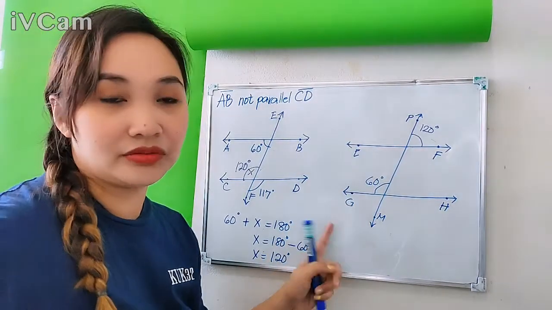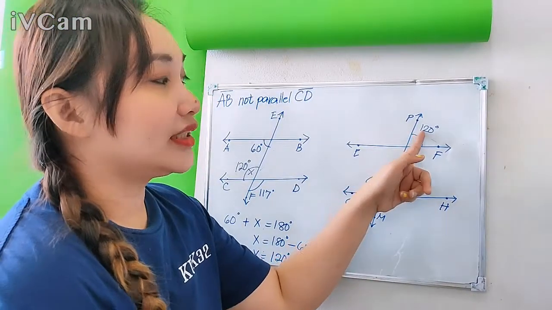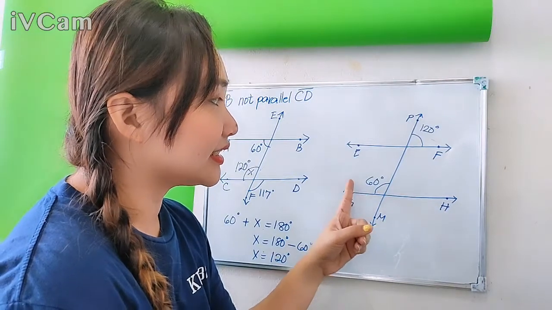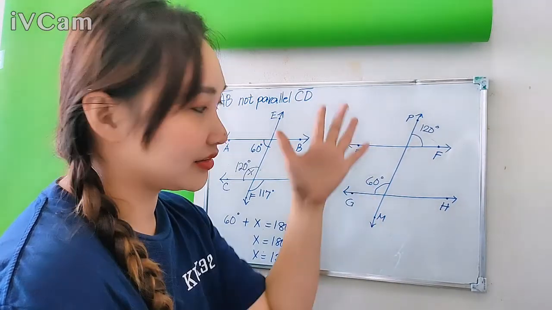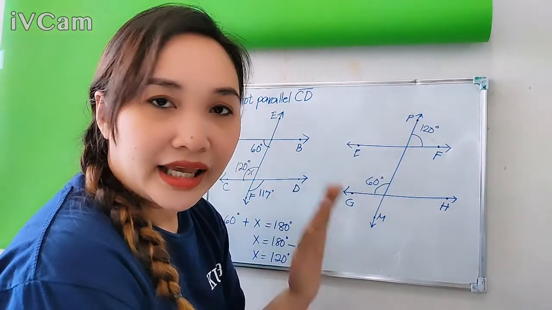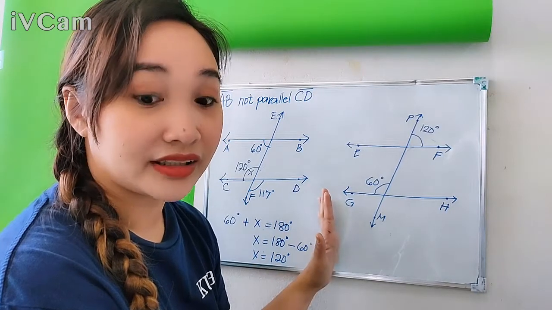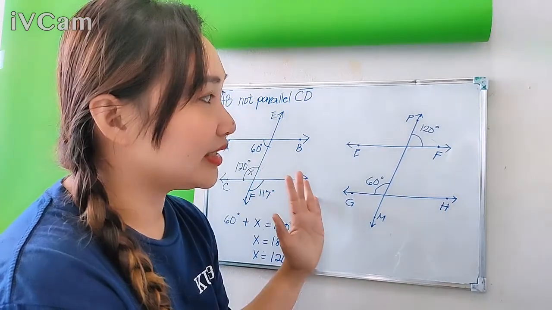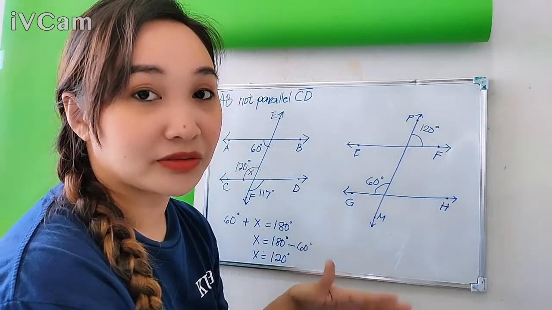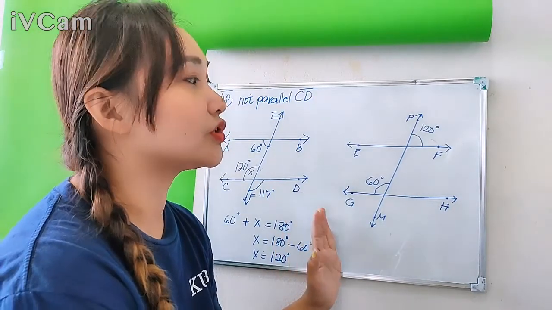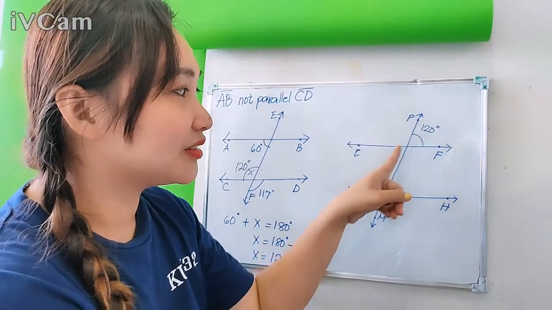Okay, so next example, we have this one. Here we are given 120 degrees and 60 degrees. You can use any method you want, whichever is easier for you, but we will still come up with the same answer. Here the easiest for me is the same as what we did before. From here, the vertical angle.